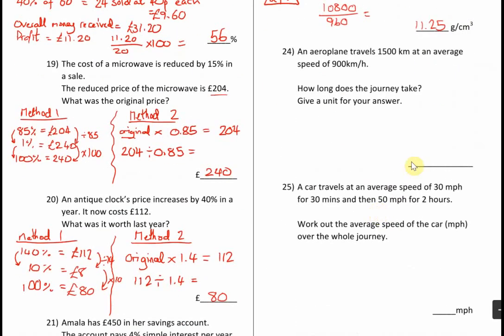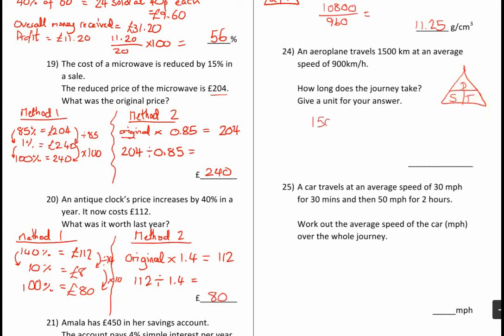Okay, number 24. An aeroplane travels 1,500 kilometers at an average speed of 900 kilometers an hour. So this is another compound units question. Compound measures. And speed is distance over time. Or sausages don't talk. Okay, so we want time. So we cover up time and we're left with distance divided by speed.